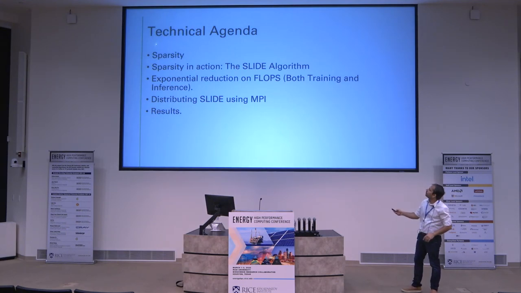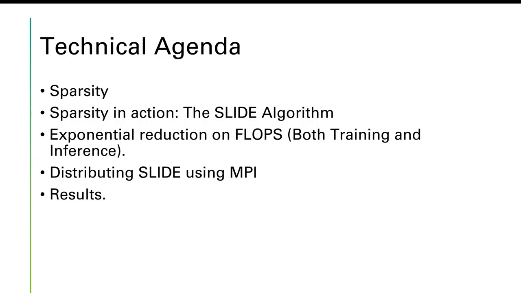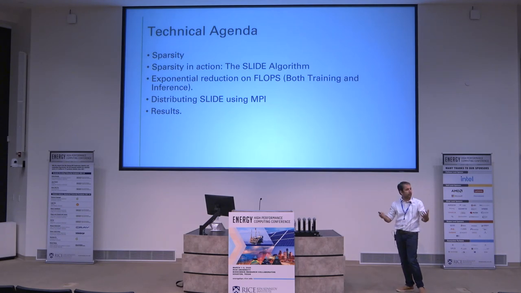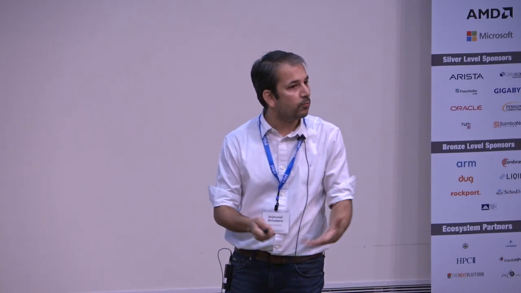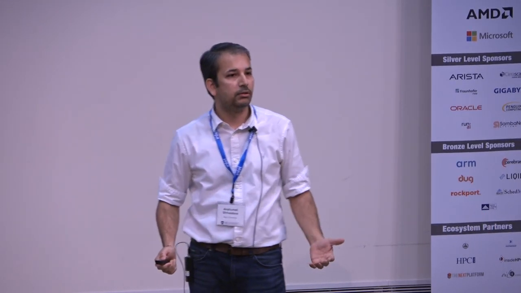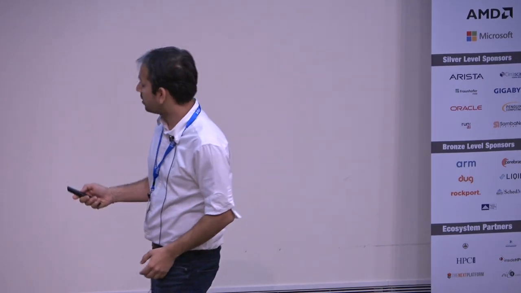which is becoming a popular word these days for training and inference with neural networks. I will talk about the algorithm that I've been working on for a while, which uses sparsity. And I'll show you how we can get some idea of how we can get exponential reduction in the flops. Then we'll show you how we can distribute this kind of an algorithm and actually get something real working on a very low bandwidth cloud with lots of resources.